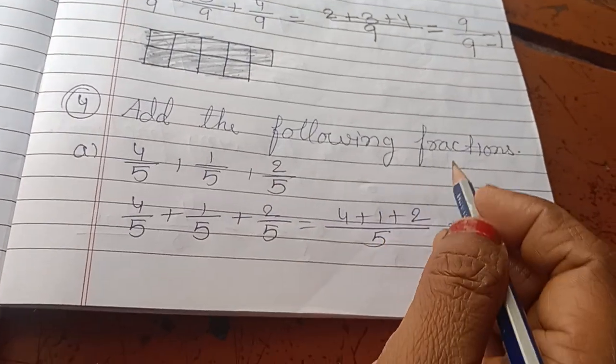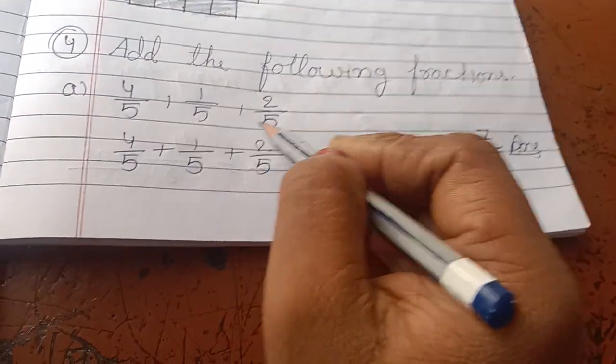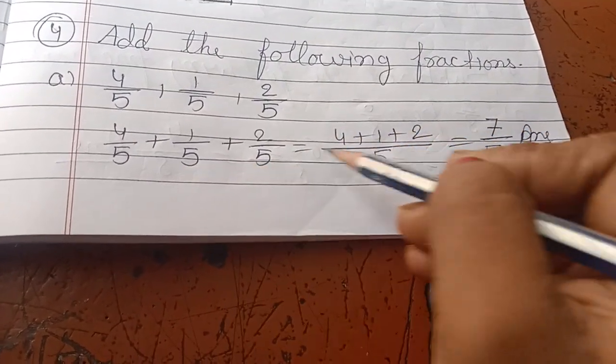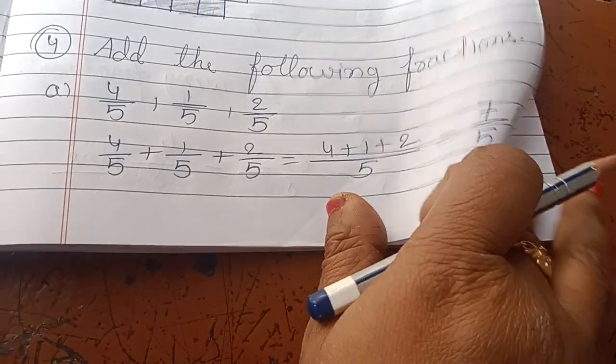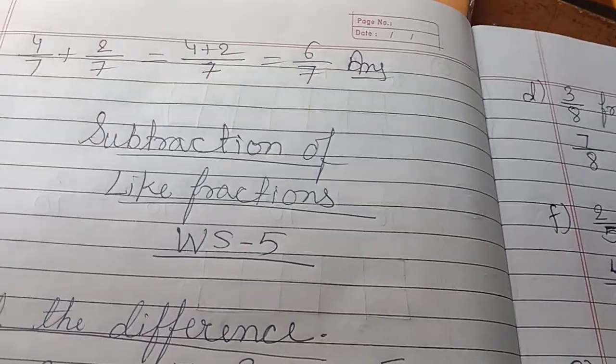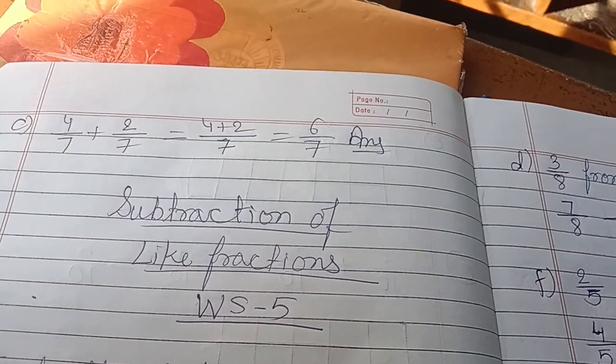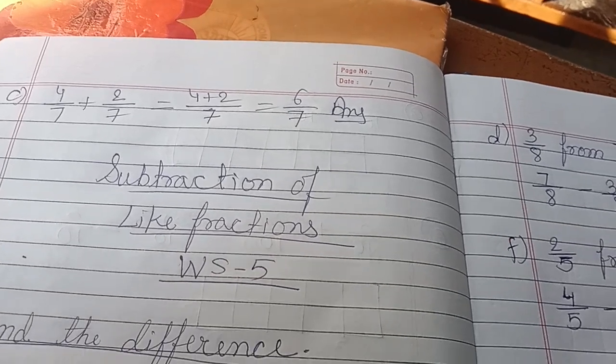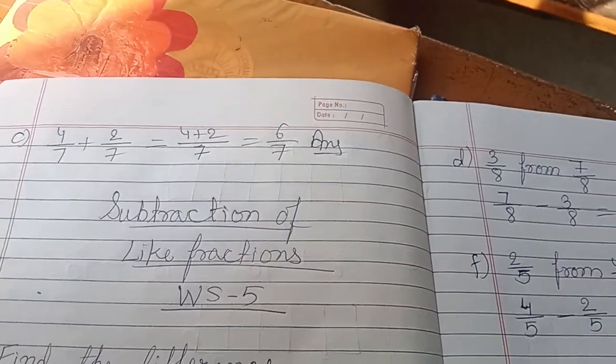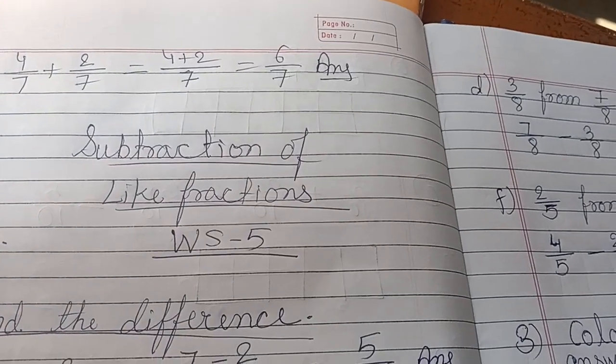Now add the following fractions. So here 3 or more fractions will be given. You have to add. So addition will be same as you have already done before. Okay, in the next video I will explain subtraction of like fractions. It is also as simple as the addition of like fractions, children.